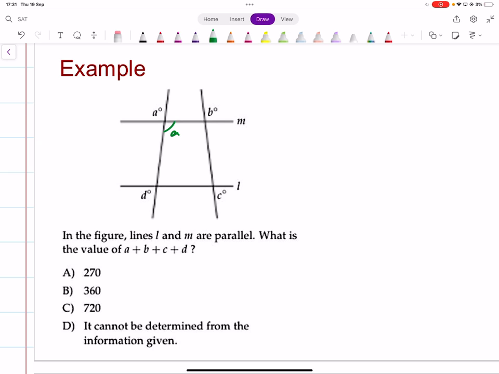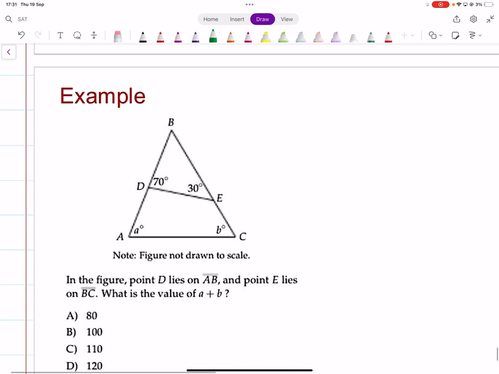This is also A, vertically opposite angles. This is also B. This is also D. And this is also C. It's a quadrilateral. Sum of angles in a quadrilateral, 360. A plus B plus C plus D is 360. So it can be determined. Is that okay?